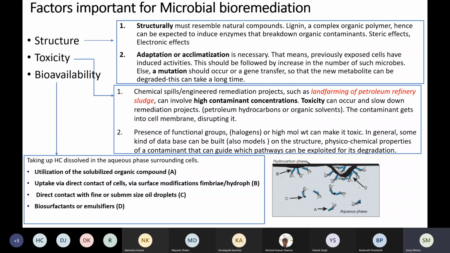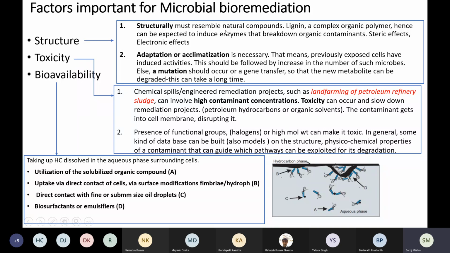So some of the factors which are extremely important for microbial bioremediation are here. There are three factors which are important. First is the structure of the compound, number two, the toxicity of the compound, and number three, bioavailability of the compound. What do we mean by structure? That is, structurally, these organic pollutants should resemble the natural compounds.